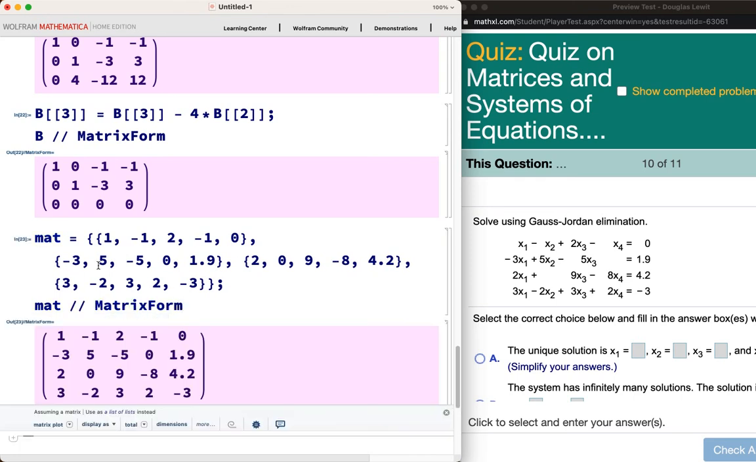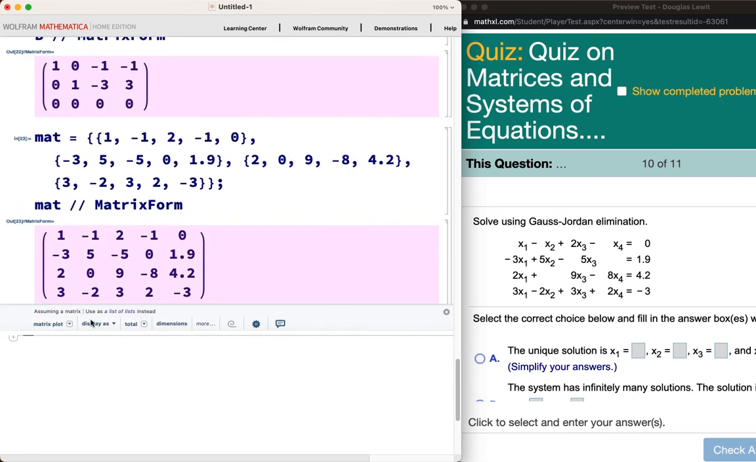Matrix form. Okay, so let's make sure the numbers are okay. If you make a mistake entering your numbers, guys, you know the answer is definitely going to be wrong, right? So let's see: 1, -1, 2, -1, 0, -3, 5, -5, 0, 1.9, 2, 0, 9, -8, 4.2, and then we have 3, -2, 3, and then we have 2, and finally -3. So it looks okay. Okay, so we already have a 1 here in the upper left corner.